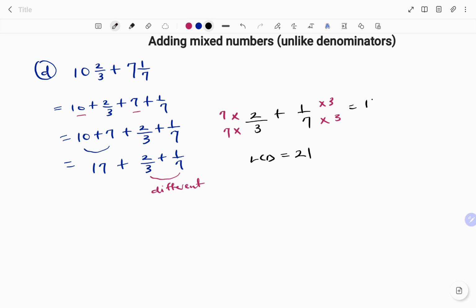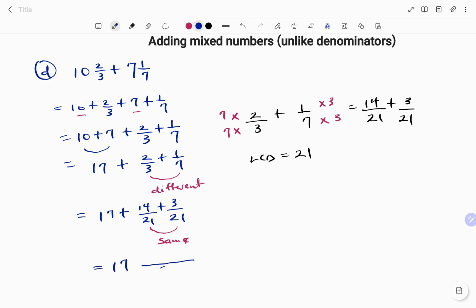This will give you 7 times 2, 14 over 7 times 3, 21, plus 1 times 3, 3, and 7 times 3, 21. If I slot that back into my question, I have 17 plus 14 over 21 plus 3 over 21. And if I check, my denominators are now the same. Thus, I have 17, the same denominator, 21. Then I have 14 plus 3, and this will give me 17. That's 14 plus 3 over 21.